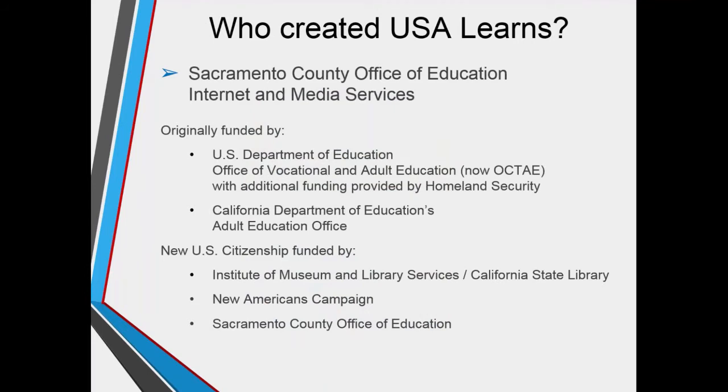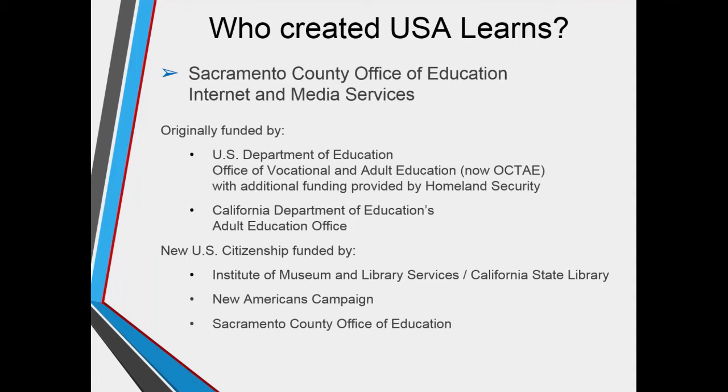So who created USA Learns? The site was originally built in 2008 by my team at the Sacramento County Office of Education, and my department is called Internet and Media Services. It was originally funded by the U.S. Department of Education's Office of Vocational and Adult Education. They've since changed their name, and now they're called OCTAE. And there was also some additional funding provided by Homeland Security. And back in that era, the California Department of Education's Adult Education Office also pitched in some funds so that we could build USA Learns.